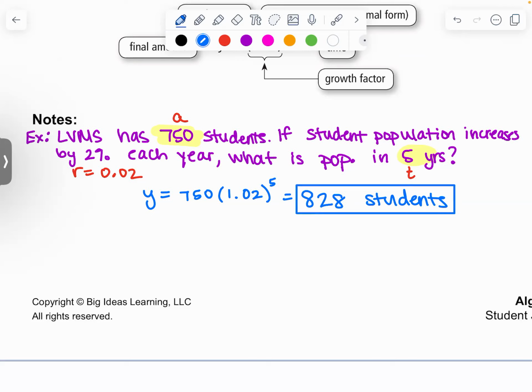What's the answer? 828. See, I was close.